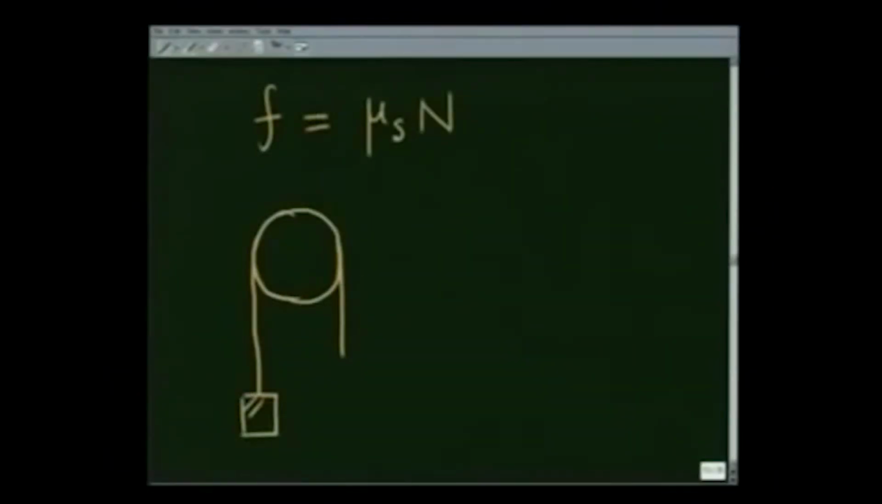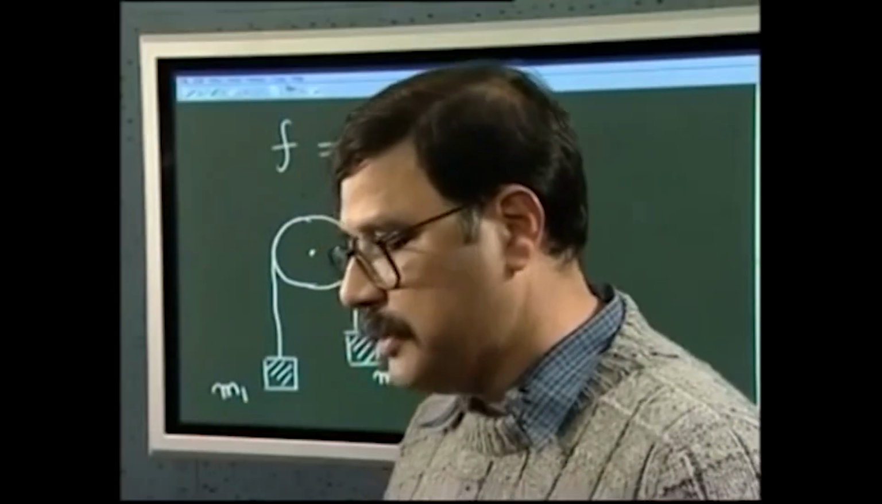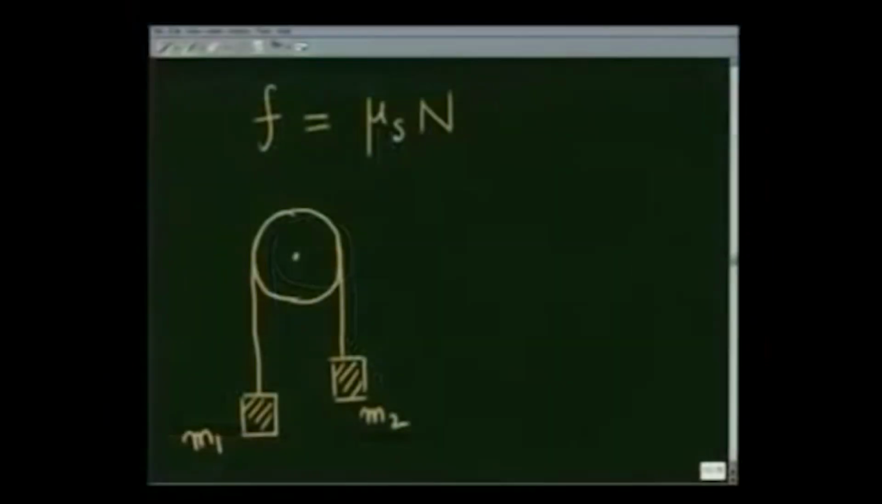Recall, when I solved this problem in the previous lecture, I had assumed that all the surfaces are frictionless. Now let me take the same problem where masses m1 and m2 are at two ends of a rope, and it is passing over a pulley, and the pulley is fixed, the pulley cannot move. So it's a fixed pulley. Only the rope slides over the pulley, and there is friction between the pulley and the rope.